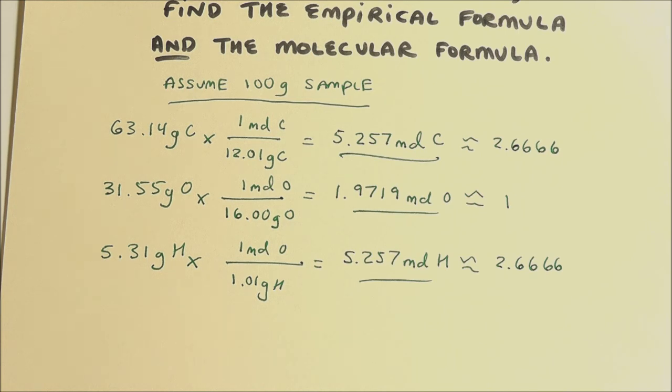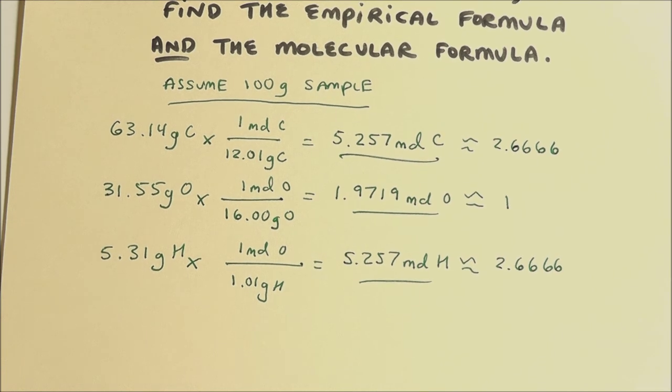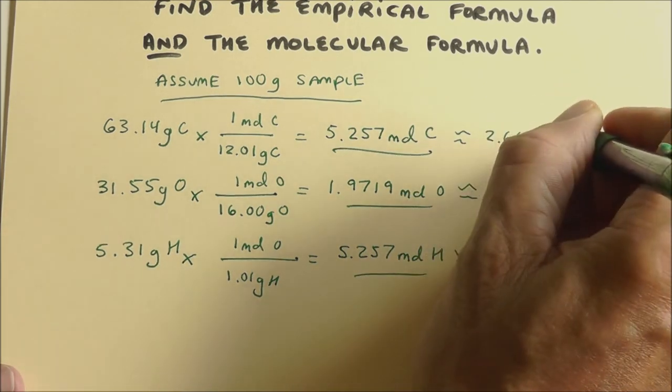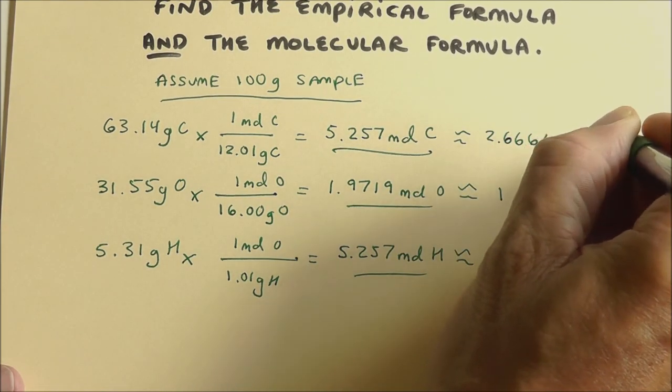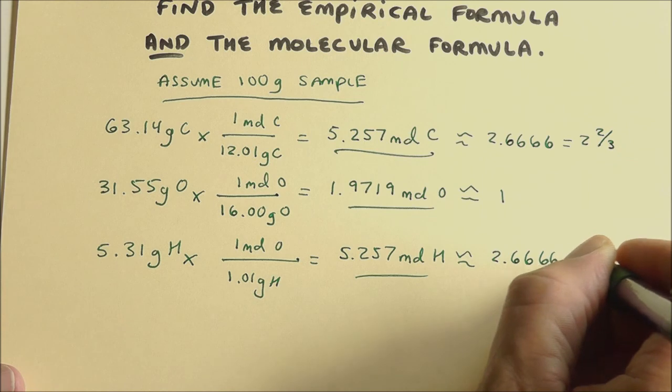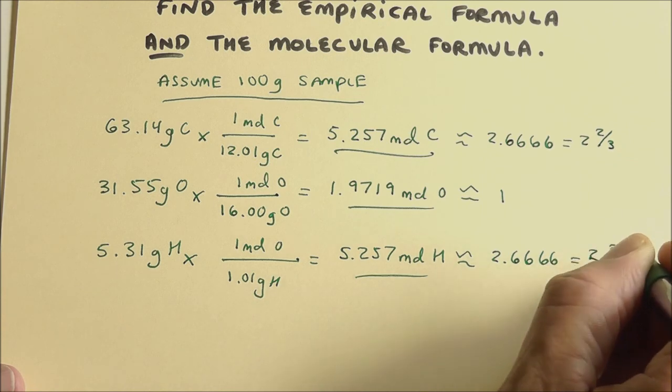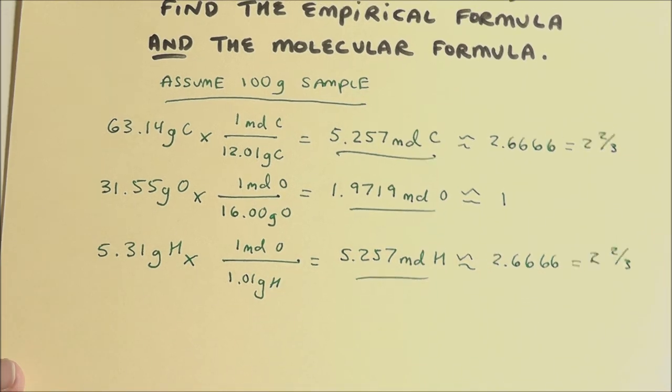I need a whole number ratio. The wrong thing to do would be C 2.6666, H 2.6666, and O 1. You need a whole number, and you can't be rounding that up to 3, and you can't be rounding down to 2.5 either. So you might recognize that this is 2 and 2/3. Told you this would be a hard one. That's what 2.666 is.